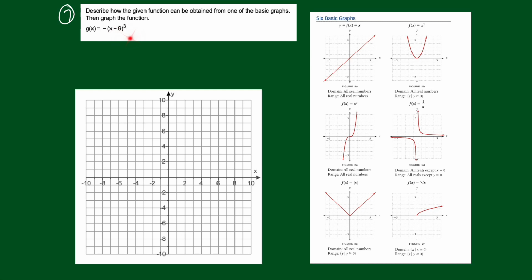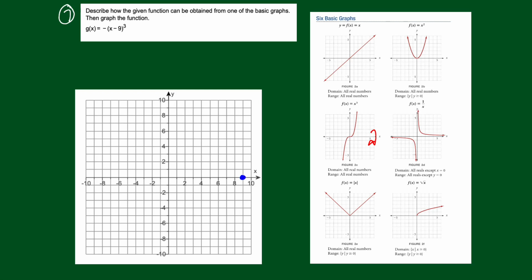So I'm going to take this graph here. I'm going to reflect it. Well, first of all, I'm going to go 9 units to the right, and then I'm going to reflect it around the x-axis. Now, normally when I graph a cubic, I'm going to do this. Now, this one I'm going to go ahead and shift. So what I'm going to do is I'm going to start over here at 9.